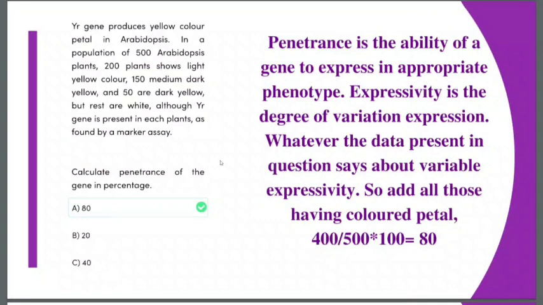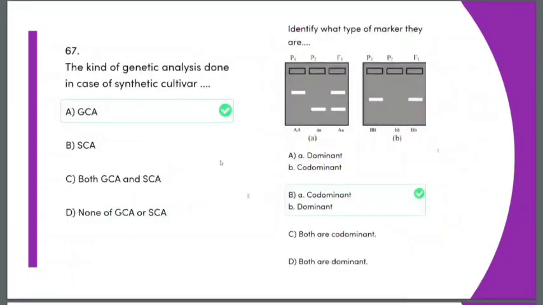For this, we should know what penetrance and expressivity are. Penetrance is the ability of a gene to express in the appropriate phenotype, and expressivity is the degree of variation of expression. So here we will add the data given about the colored ones, because it is talking about variable expressivity. We add all the colored petals, that is 400, and divide it by total 500 times 100, that is percentage, which is equal to 80. So 80 is the correct answer.